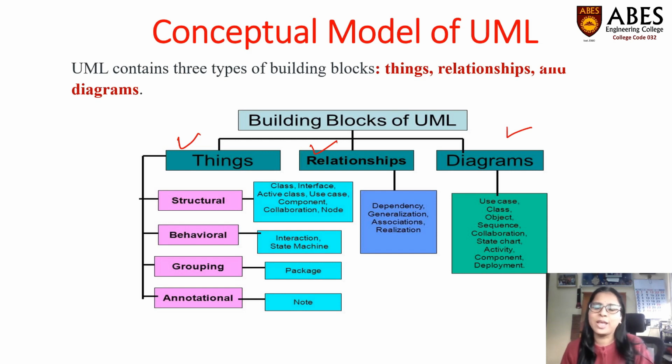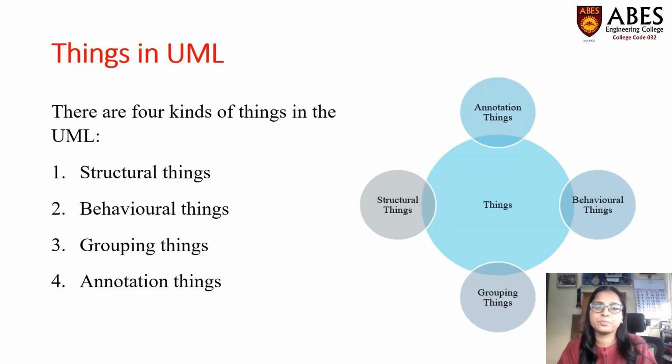There are different categories of diagram. Once we put together various things and relationships, that becomes a particular type of diagram. In things, there are four categories: structural things, behavioral things, grouping things, and annotational things. And we have relationships, how various objects or nodes are connected with each other, like dependency, generalization, association, realization. And these are the categories of diagrams that we can make when we use UML for any problem domain for which we are creating models: use case diagram, class diagram, object diagram, sequence diagram, collaboration diagram, state chart diagram, activity diagram, component diagram, and deployment diagram. So things in UML, these are the four things as I spoke to you earlier.